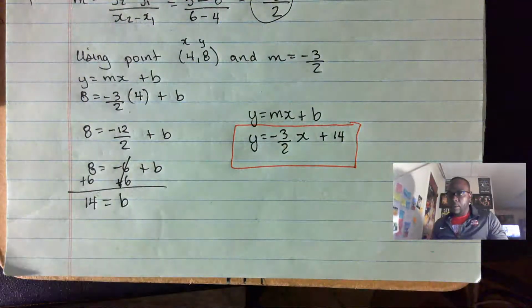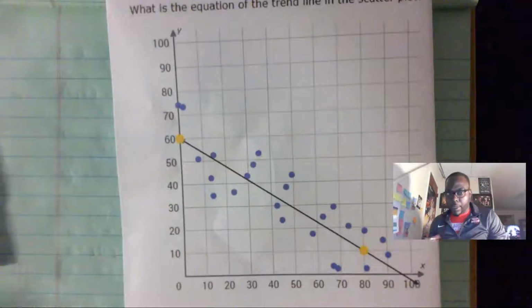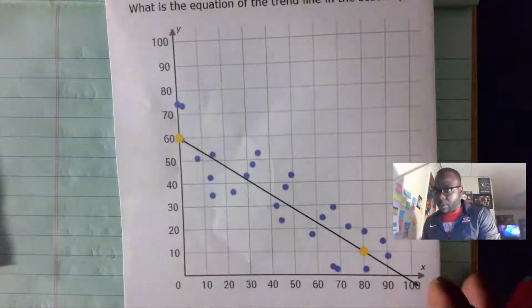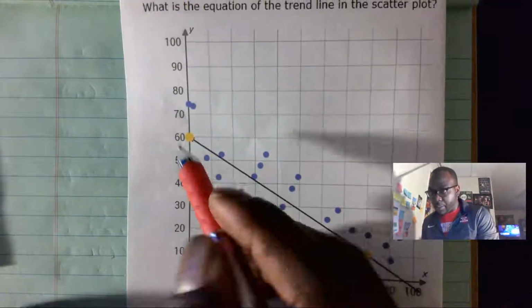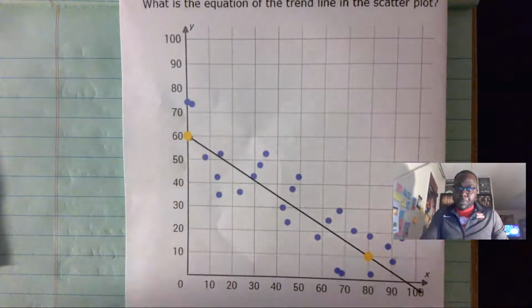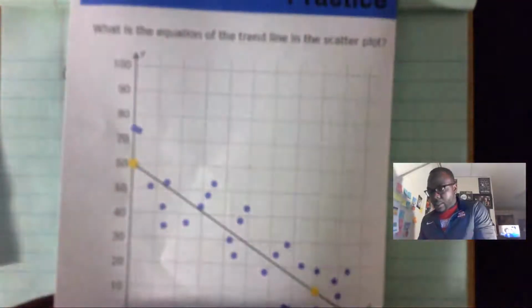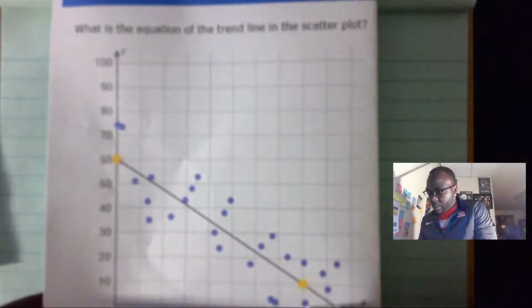All right. So we're going to look at one more and then you guys are going to have an IXL to do. So here we have our third example, which we're going to be doing real short. As you can see, the 2 points have already been identified for us. So I'm going to use my 2 points, which are 0, 60 and 80, 10. So x is 0, y is 60, x is 80, y is 10.